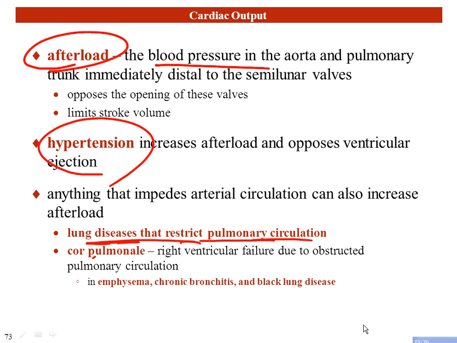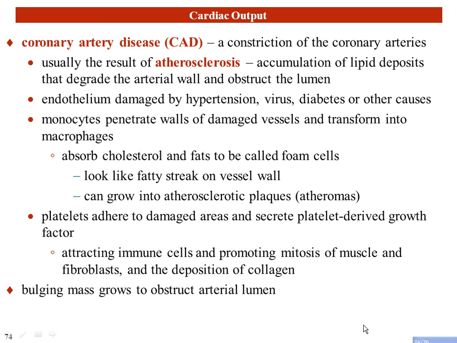Also, I want you to be aware of the term cor pulmonale. This is right ventricular failure due to obstructive pulmonary circulation. Okay, so somebody has emphysema, chronic bronchitis, black lung disease that increases afterload, that makes the right side of the heart work harder. And when the right side of the heart starts to work harder, eventually it will fail. Okay, when it fails because of some type of lung issue, that's cor pulmonale. Okay, that's a term I want you to be aware of.